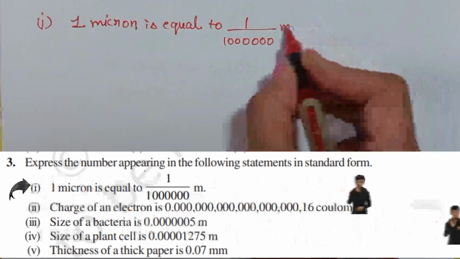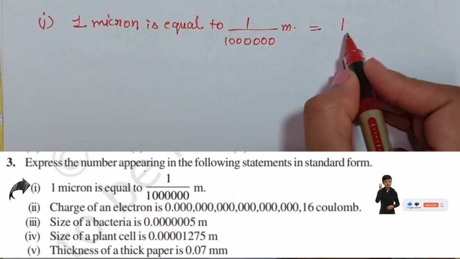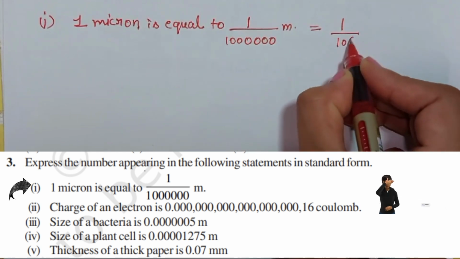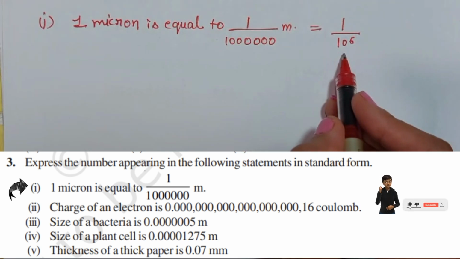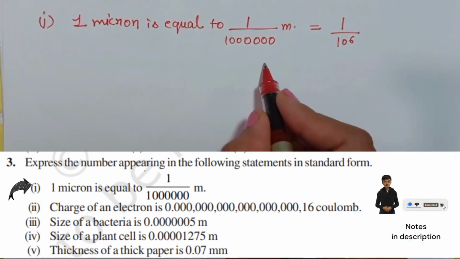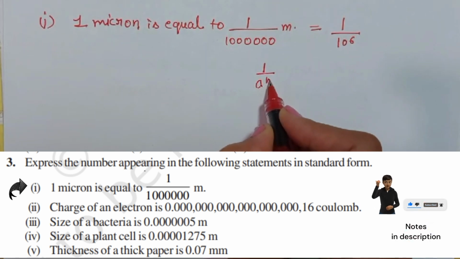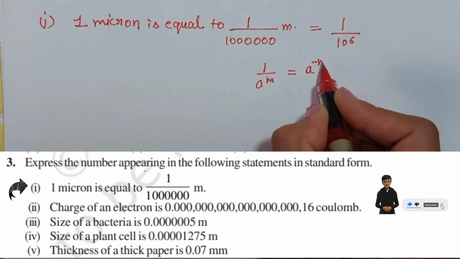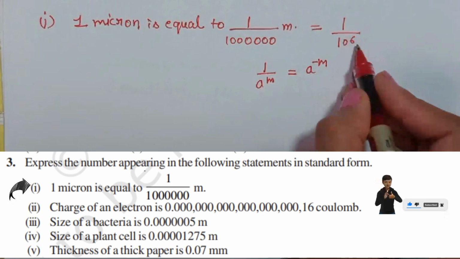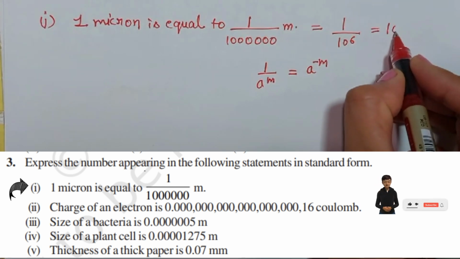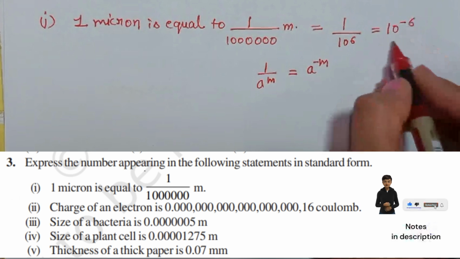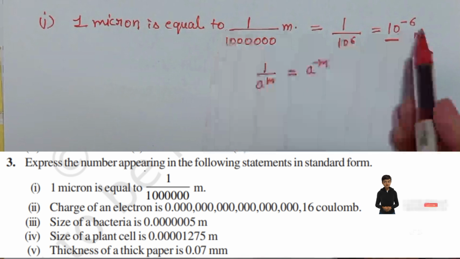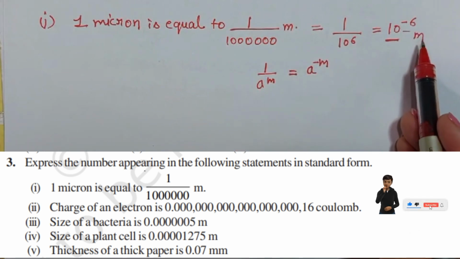We know that. So can we write it like this? 1 upon 10 lakh. So that means how many zeros? 6 zeros. 10 raised to the power 6. So 1 upon 10 raised to the power 6. That means 1 upon a raised to the power m is equal to what according to the law? a raised to the power minus m. So we have 10 raised to the power 6, then it will become 10 raised to the power minus 6. So this is our standard form, meter. So 1 micron is equal to 10 raised to the power minus 6 meter.